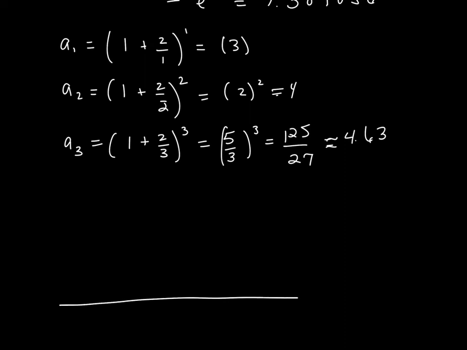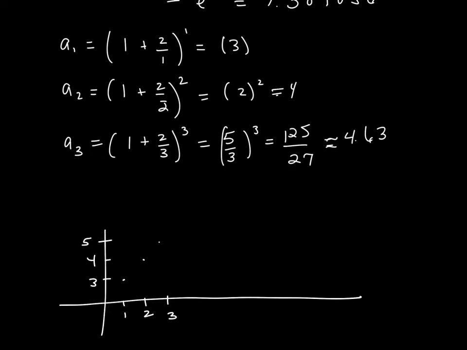Now, what is this talking about? So I have my graph here. My first value points down here for a_n. When n was 1, it was up here at 3. At 2, I was at 4. At 3, I'm approximately equal to 4.65.